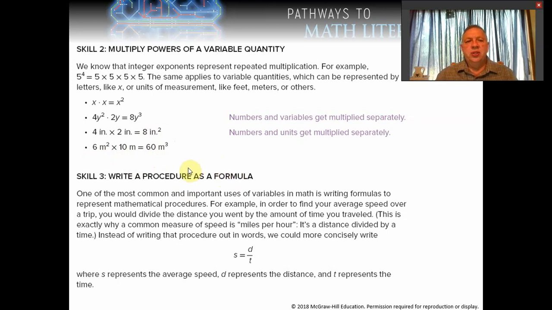So typically we're going to write a procedure as a formula, and we're going to call it a procedure because it's basically a procedure to calculate. If I'm driving, so let's go through this.